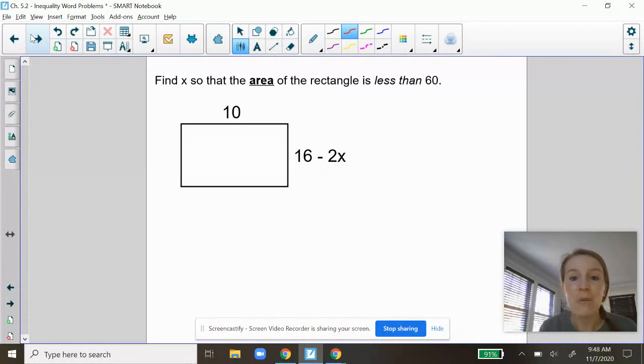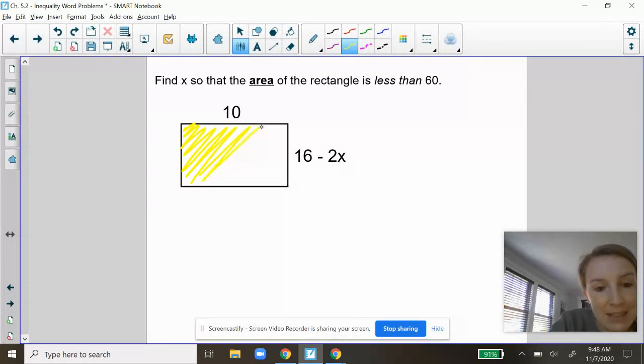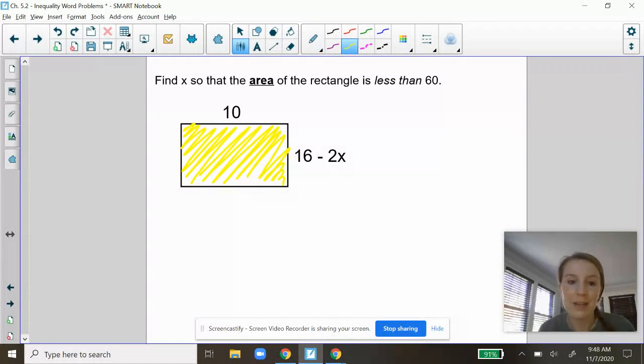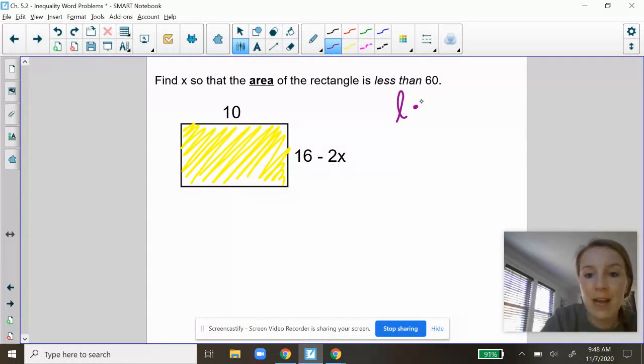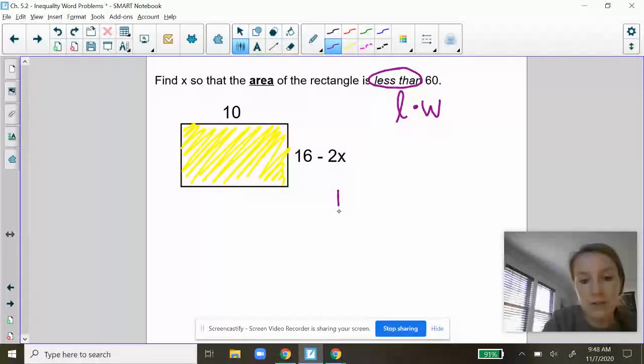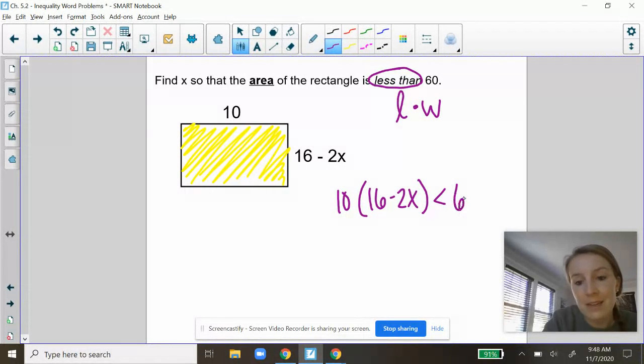Okay, now what if we think about area? Remember that area is the inside, the area that's on the inside. If I were to cover all of this with something, how much would I need? And the way that we find area, remember, is that we do length times width. So for my inequality statement here, I'm looking at something that is less than 60. So I'm going to multiply these two sides together. So I'm going to say 10 times 16 minus 2x is less than 60.